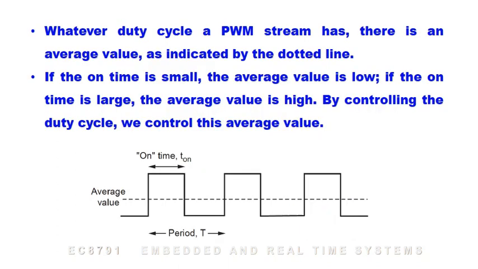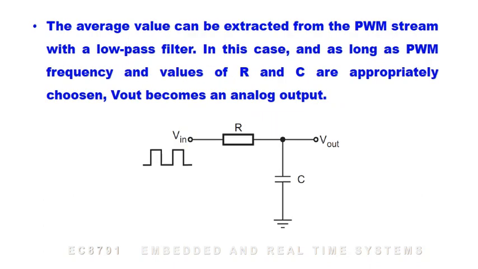Whatever duty cycle a pulse width modulation stream has, there is an average value as indicated by the dotted line. If the on time is small, the average value is low. If the on time is large, the average value is high. By controlling the duty cycle, we control this average value.